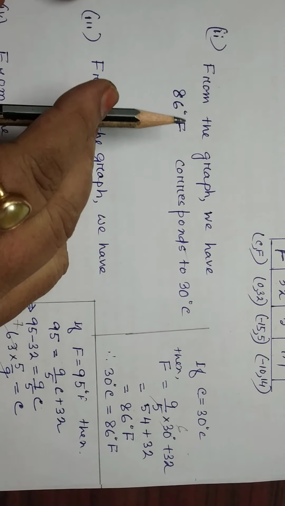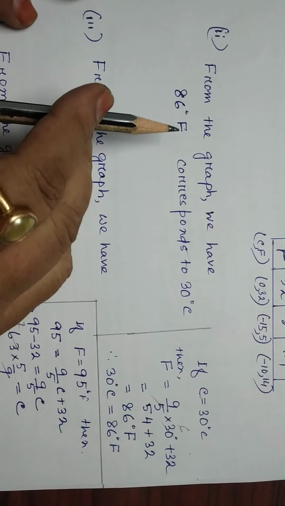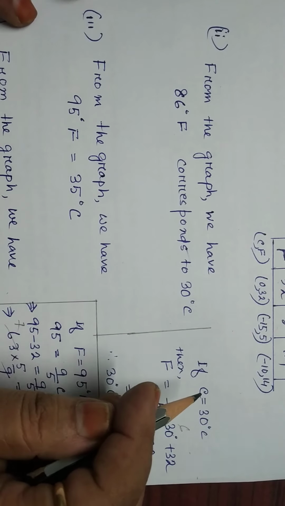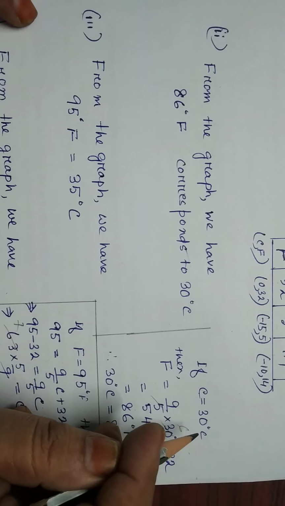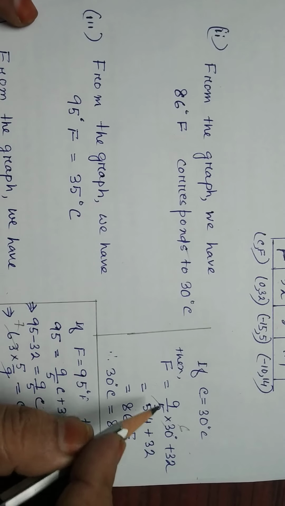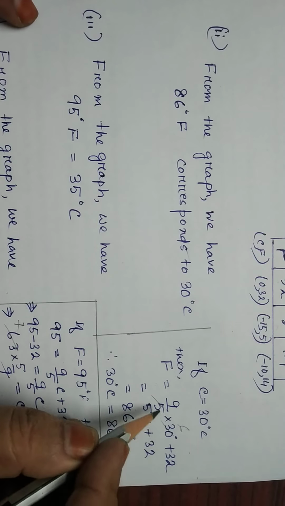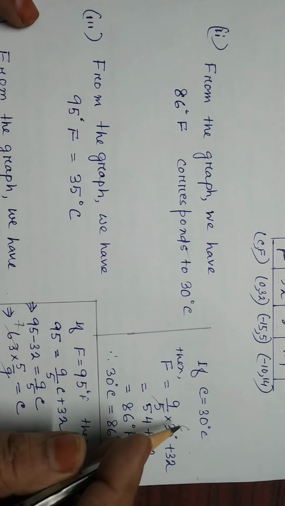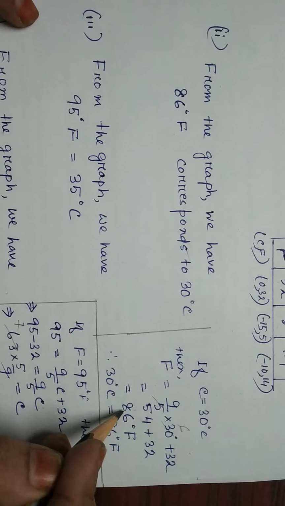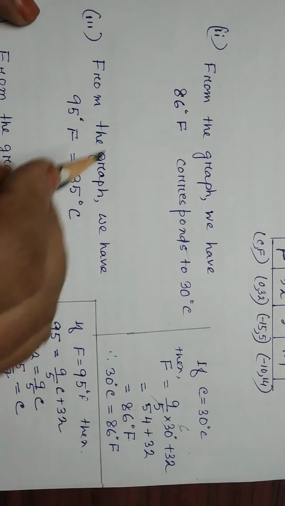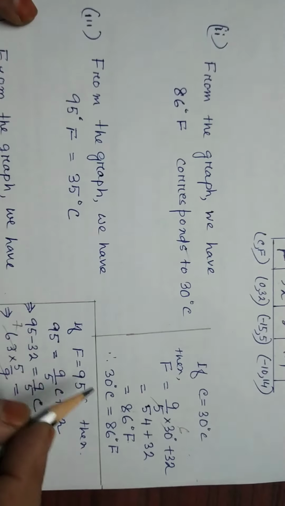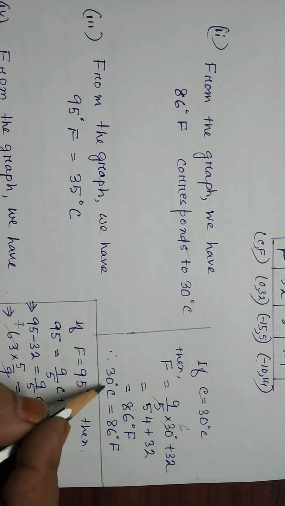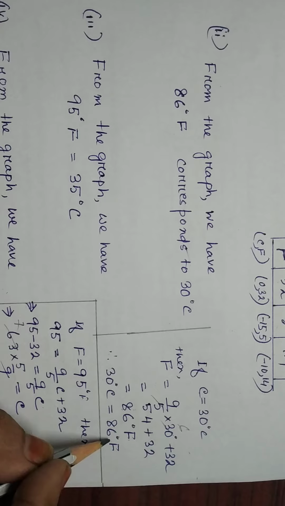Suppose second one, from the graph we get 86 degree Fahrenheit corresponds to 30 degree Celsius. That means if C is equal to 30 degree, then Fahrenheit will be, in place of C we put 30 degree, then we cancel, then 6 we will get, 9 6s are 54, 54 plus 32 is equal to 86 degree Fahrenheit. Then graphically also 86 degree Fahrenheit, and if we verify with the help of calculation, then we will get 30 degree Celsius is equal to 86 degree Fahrenheit.